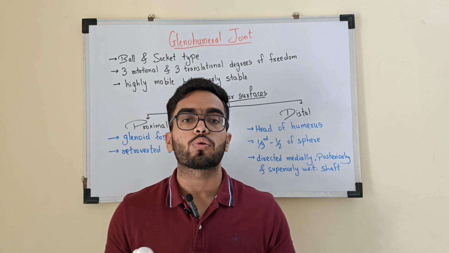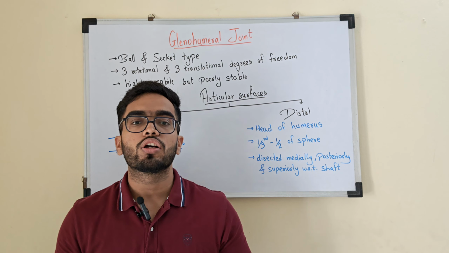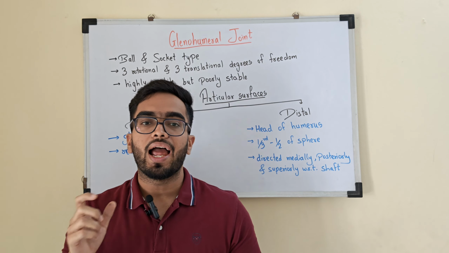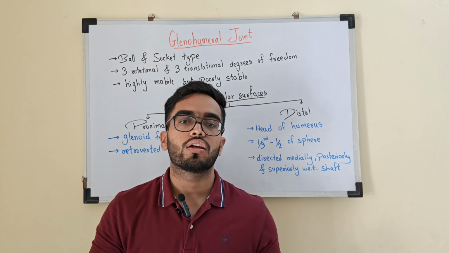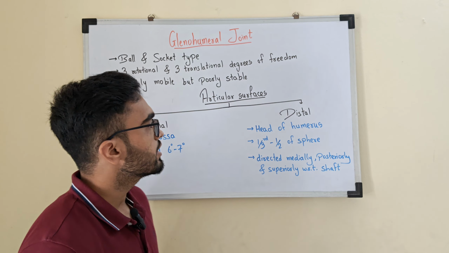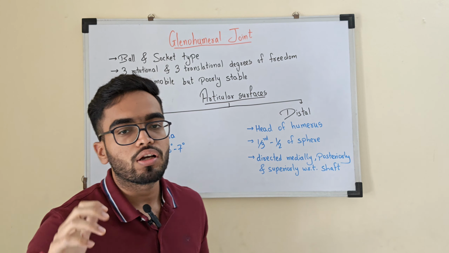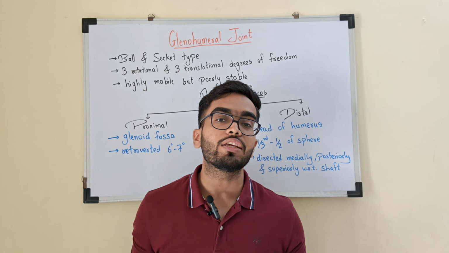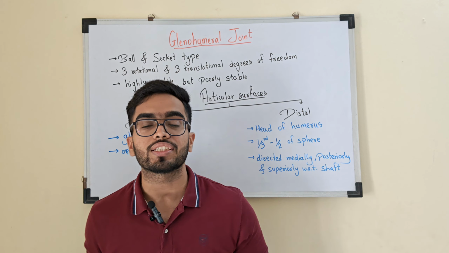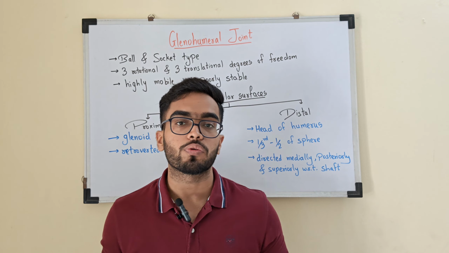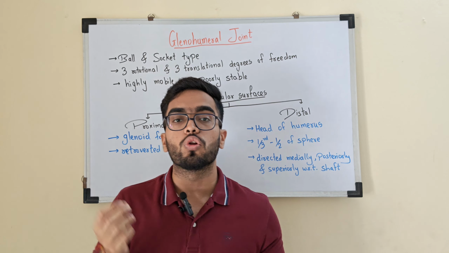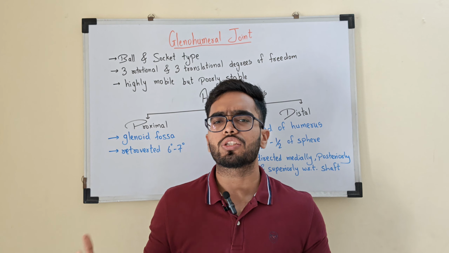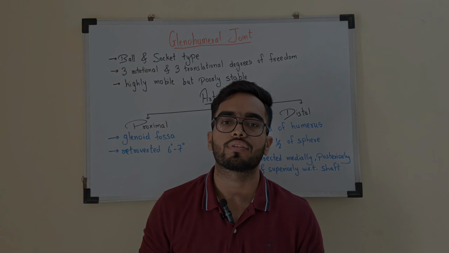Glenohumeral joint has 3 rotational and 3 translational degrees of freedom, so it can undergo flexion extension, abduction adduction, internal and external rotation, and hence causes the glides and slides according to the movement. Next, it is a very mobile joint, with flexion extension, abduction adduction, internal and external rotation and circumduction. As we discussed before, higher mobility comes with lower stability. So it is highly mobile, but it is highly unstable, and it gets dislocated very frequently in day-to-day life.